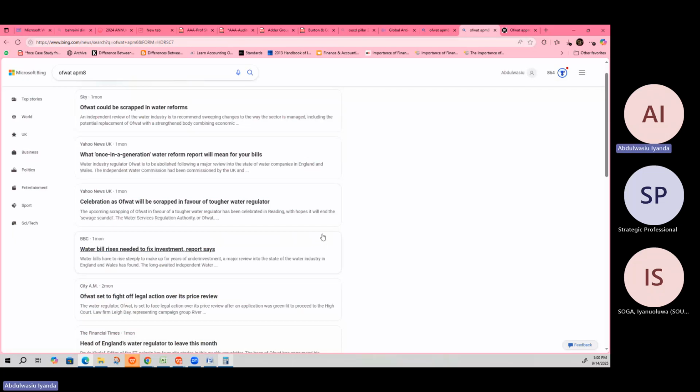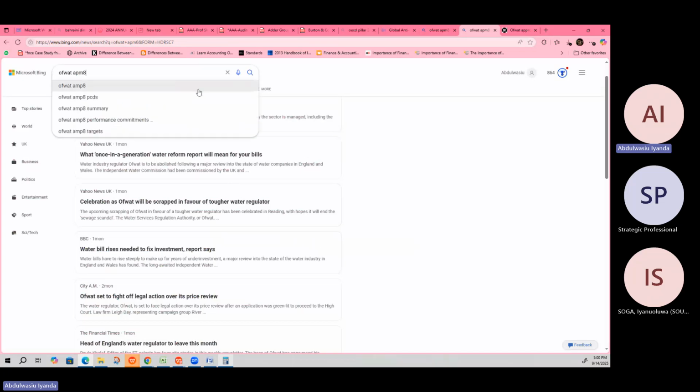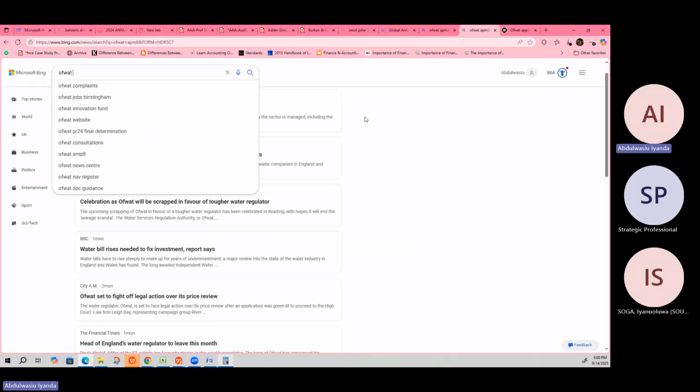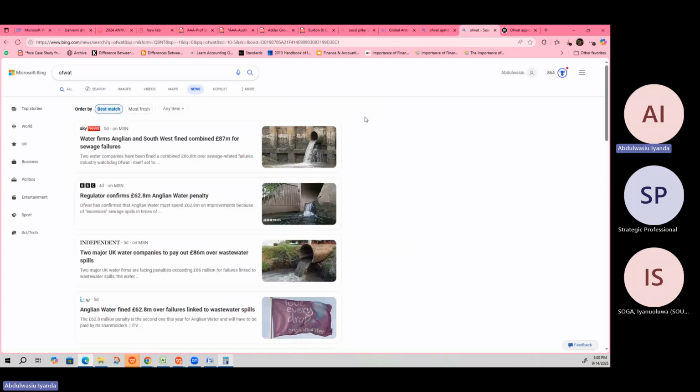Now they should pay the fine as a result of what? Maybe their reservoir or something. So as the auditor, for the regulator to ask you to pay a penalty, you need to first of all understand the nature of the act.